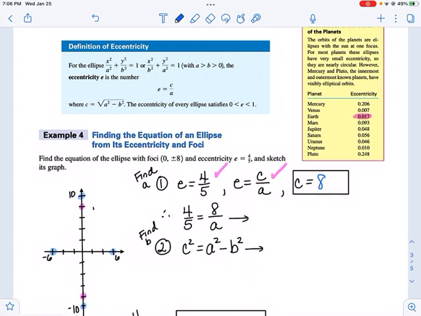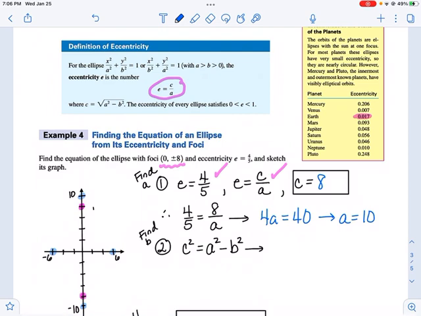And how do we know that? Because the foci are 0 plus or minus 8. You can see that I have those already in there in pink on the y-axis. So C is equal to 8. All I have to do is set the eccentricity equal to 8 over A with this formula, C over A, and then solve for A. So C over A is 8 over A now. Cross multiply, and you get 4A is equal to 40. So A is equal to 10.